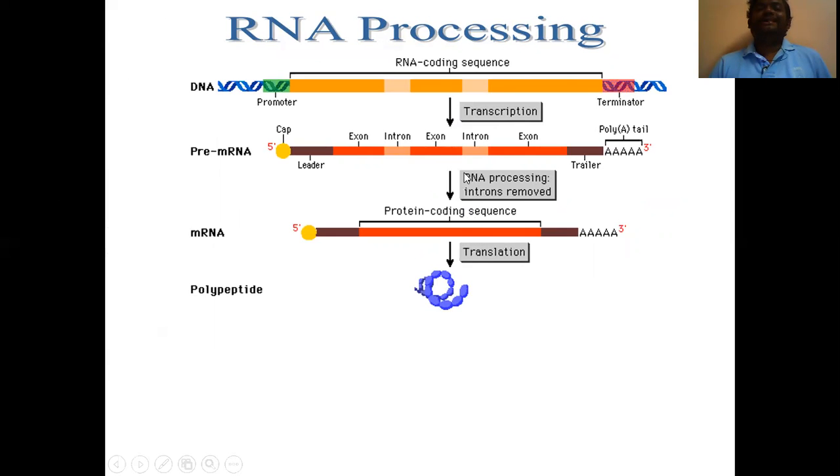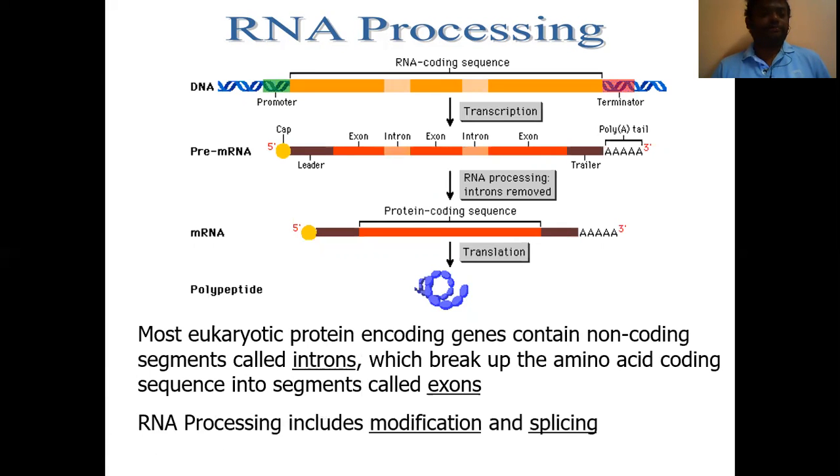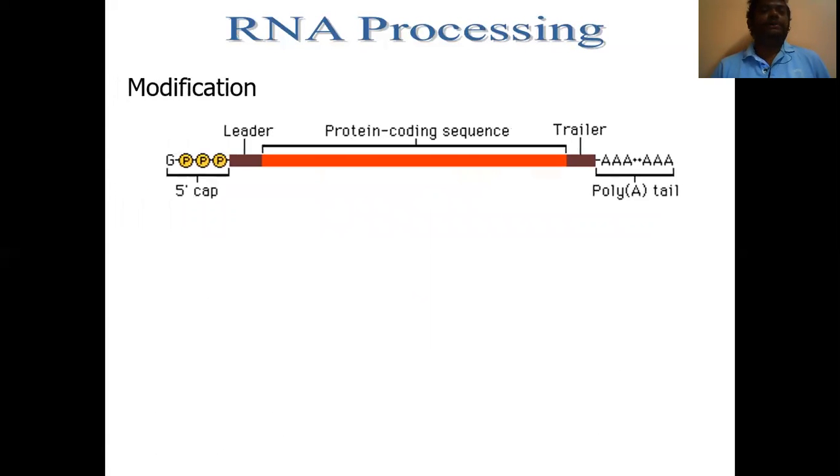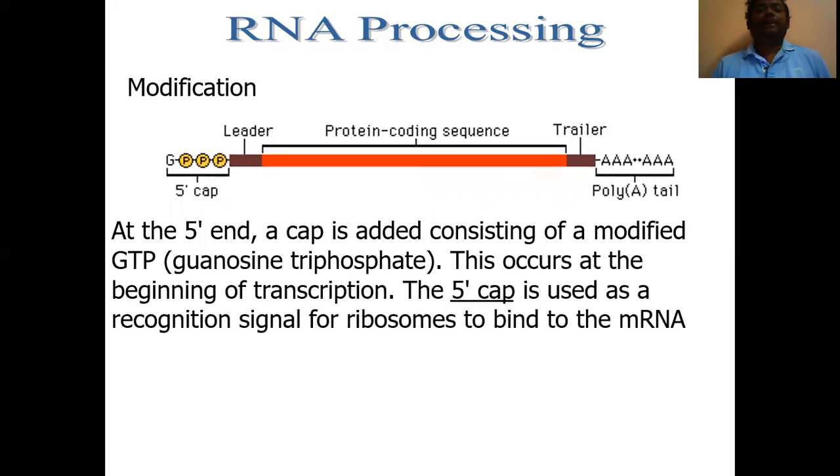This processing is called splicing, in which the regions called introns will be removed and the exons will be joined. The process of joining the ends of exons is called splicing, and the splicing is done by small nuclear RNA, that means snRNA. Next, modification of pre-mRNA. At the 5' end, a cap is added to protect from exonucleases. So already we have seen about this.